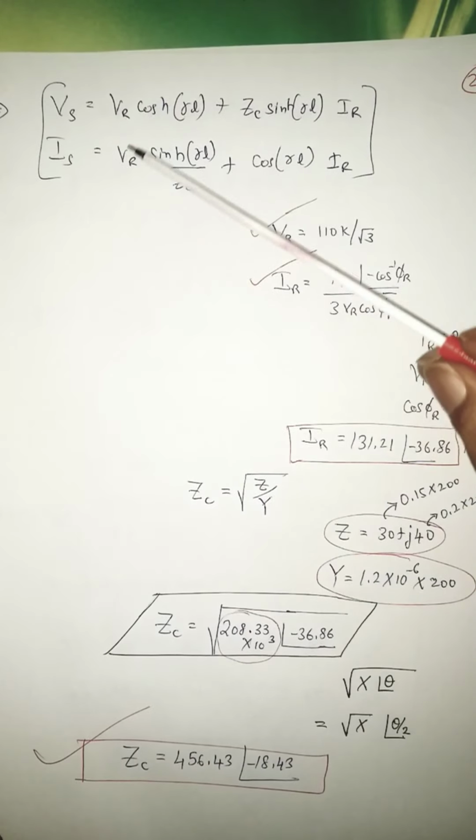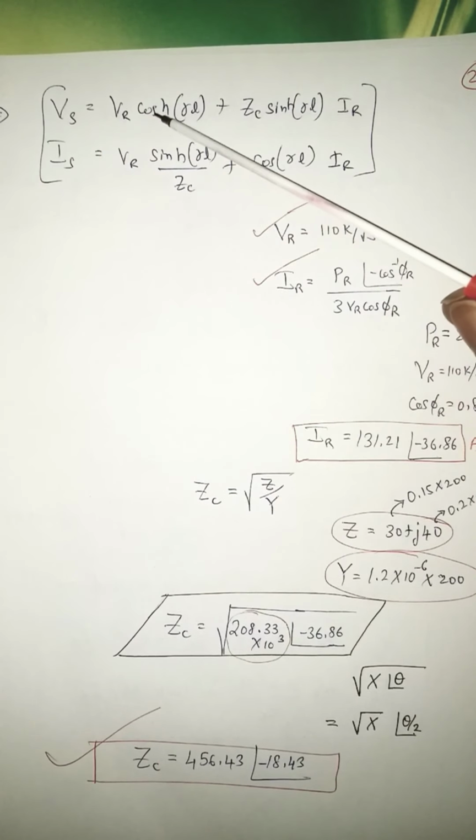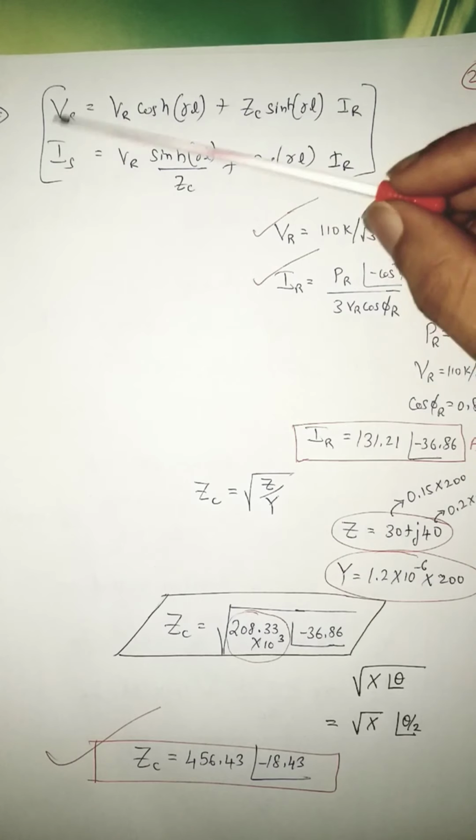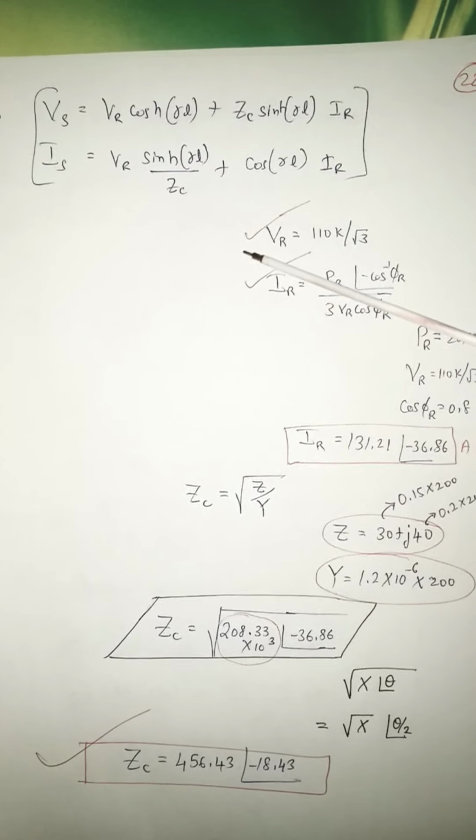So Vs is given by Vr cosh(γL) plus Zc sinh(γL) IR. Is is equal to Vr into sinh(γL) by Zc plus cosh(γL) IR. So all you need to do is find out all these values individually, substitute and find Vs, Is. So first let us come to VR.